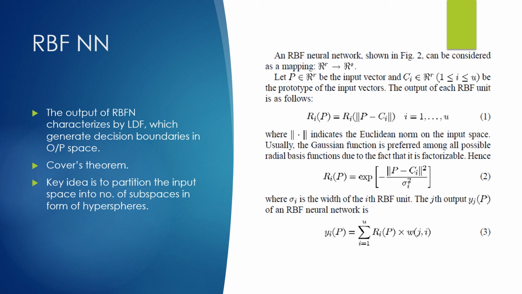As the name suggests, the characteristic function we're using is a radial basis function, in that it depends purely on the Euclidean norm. We have various types of radial basis functions, but the Gaussian function is preferred among all the others due to the fact that it is factorizable. Here we can see the form of a Gaussian network, and the output of a radial basis function is characterized by this equation.